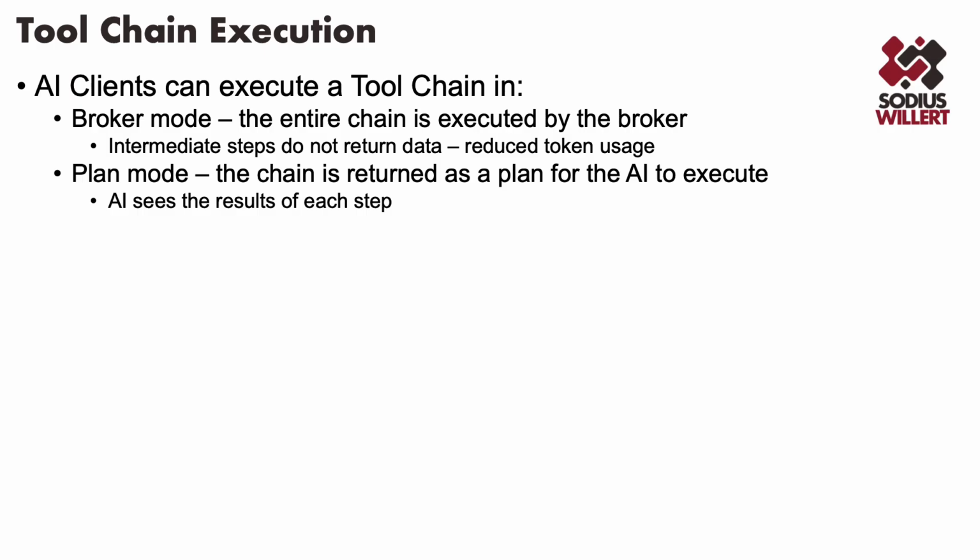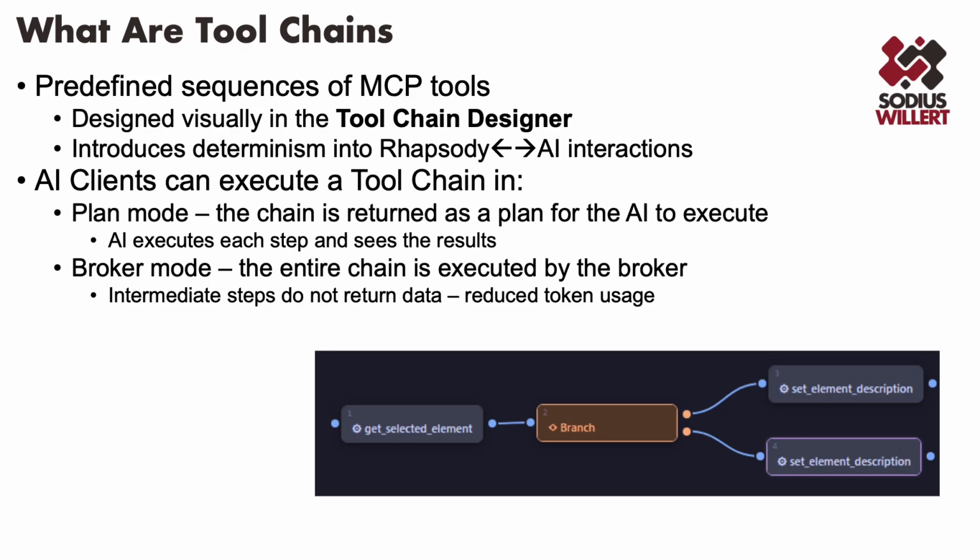At least until now. Toolchains are a way to visually design automation helpers by sequencing the MCP tools provided by SAM. SAM provides the AI with the option of executing those toolchains in either broker mode or plan mode. Plan mode returns only the toolchain specification, so the list of tools in order along with their parameters, introducing determinism. The AI can then run each tool in order.